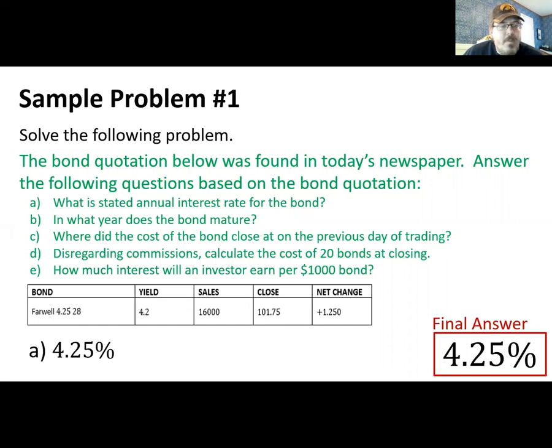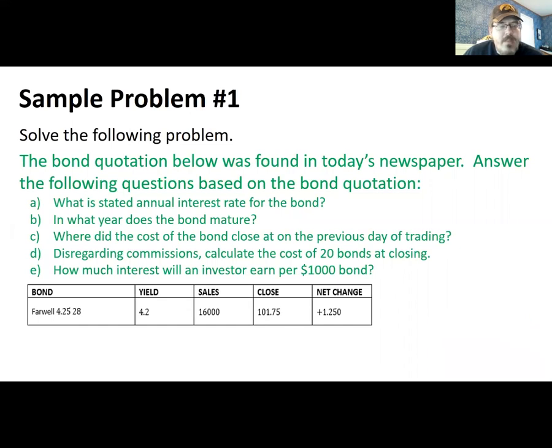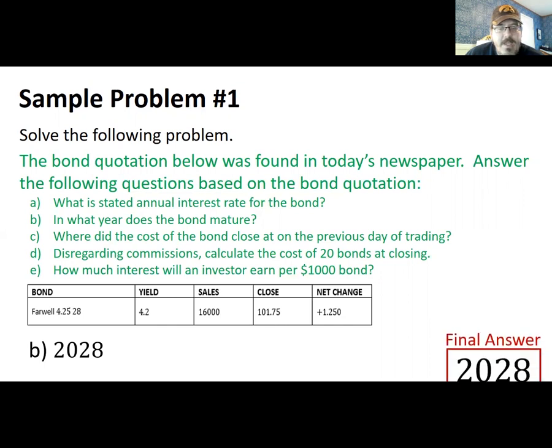Okay. Now, for part B, we want to figure out when does the bond mature. Again, remember that a bond is basically a company borrowing money. So when you purchase a bond, you're kind of loaning money essentially to them. And so at some point they have to pay that money back. So that's when the bond matures. Again, that information is found in the title of the bond, and that is the second number that appears. So Farwell 4.25, 28. 28 is the year that the bond matures. So for part B, the year is 2028. Again, no calculation required on this one.